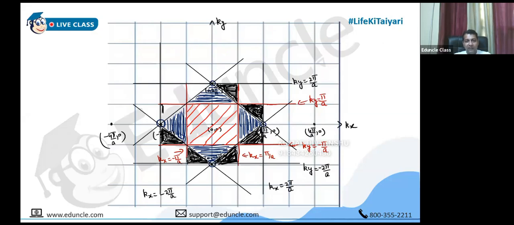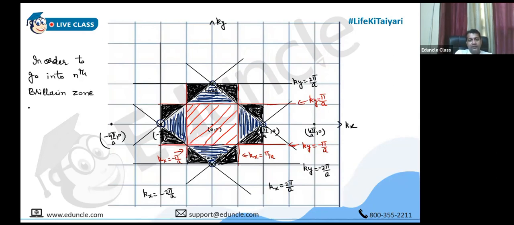So now I am highlighting the region corresponding to the third Brillouin zone. And for this, you need to remember one important thing: in order to move inside the nth Brillouin zone, we can at the most cross n-1 lines. In order to go into the nth Brillouin zone, please take a note of this. We can at the most cross n-1 lines.